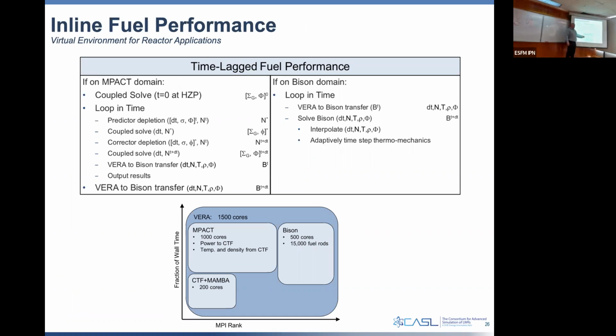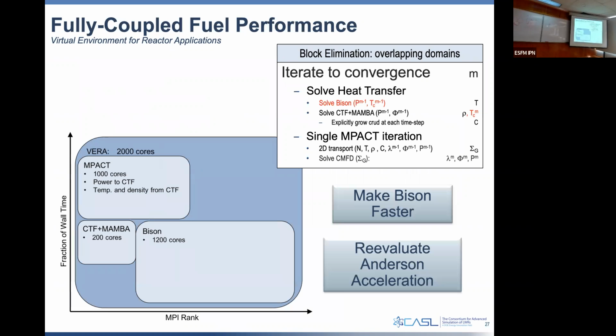And they said, well, does the answer change? Because if the CTF model came from Bison, this is going to be a pretty good model. And if I compare the fuel performance results with this approach versus the fully coupled fuel performance results, if there's no difference in the answer, why would I spend more processors and more time doing it? And so the end users wound up saying, I like that time lag one. I don't like more time and more processors if the answer isn't changing at all.